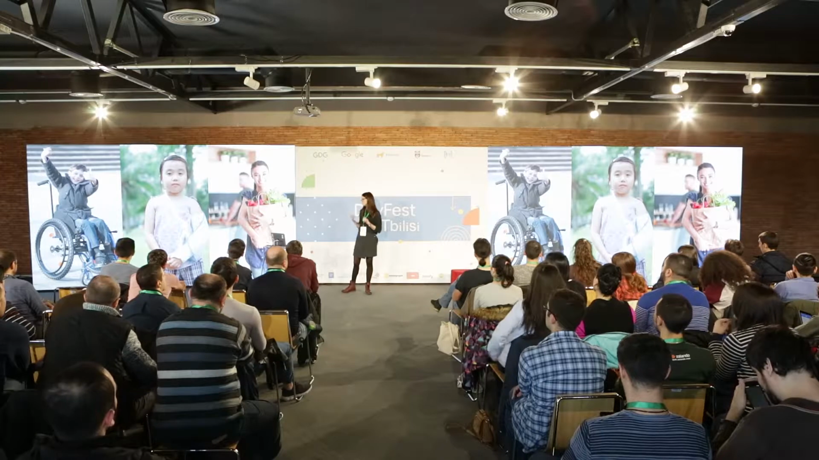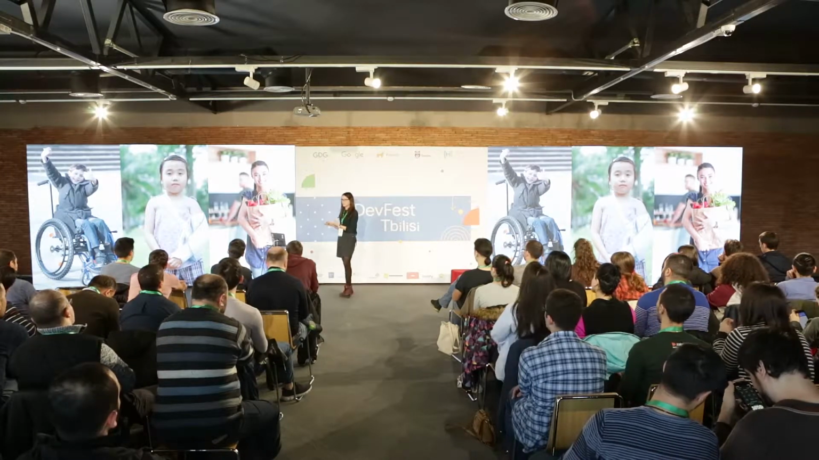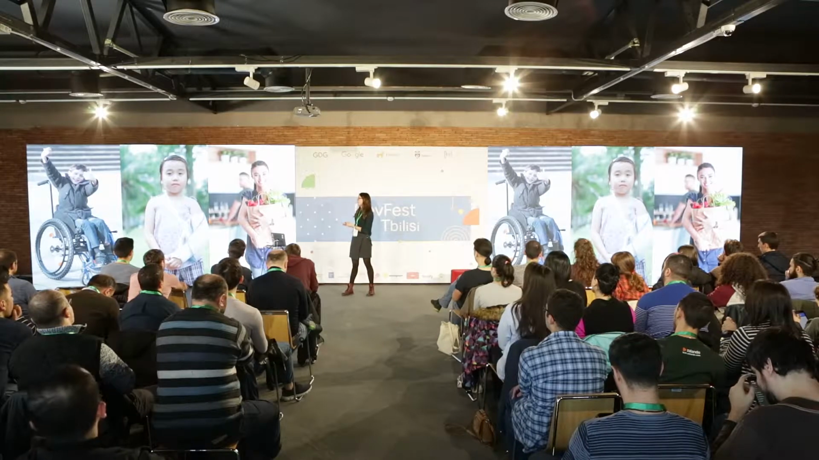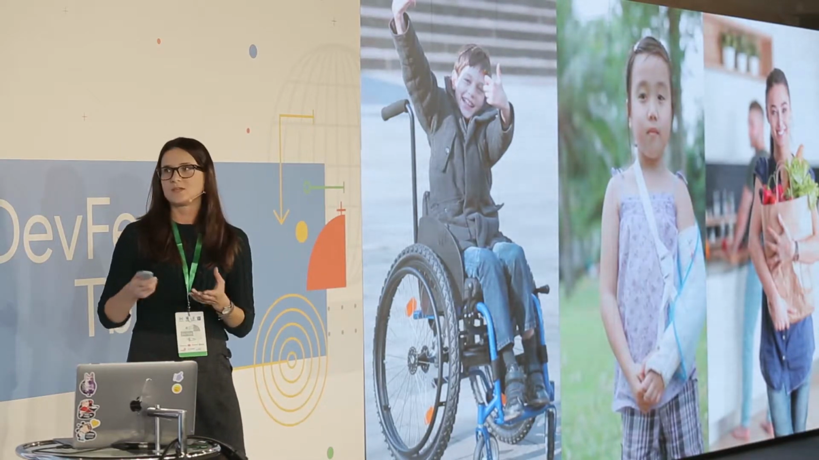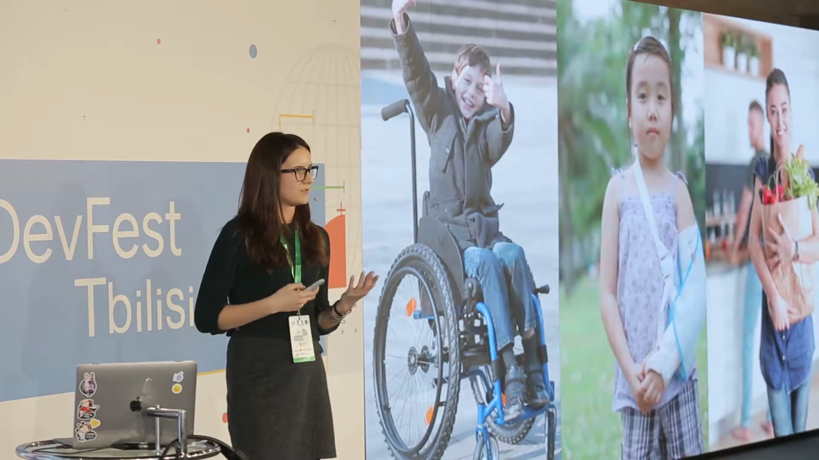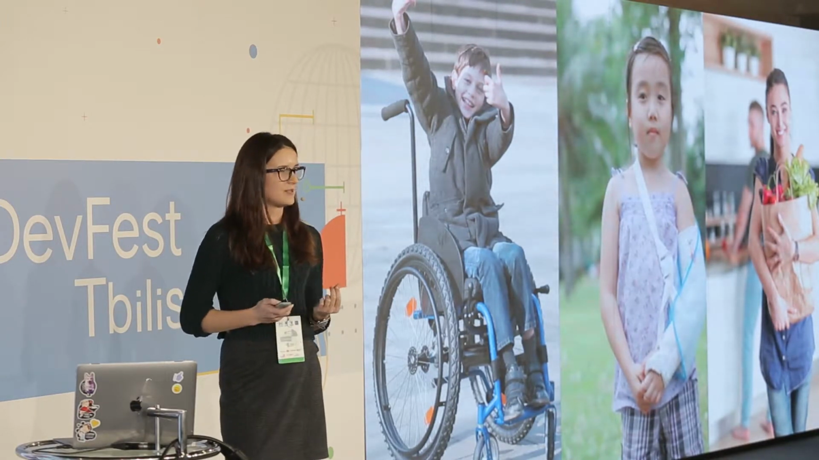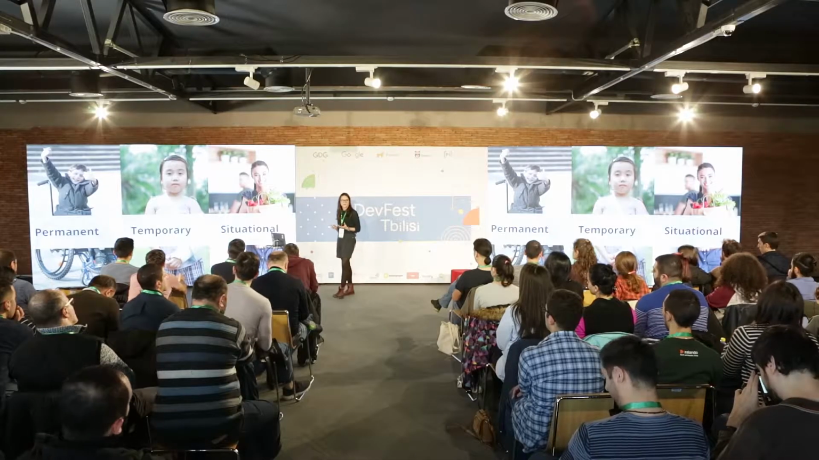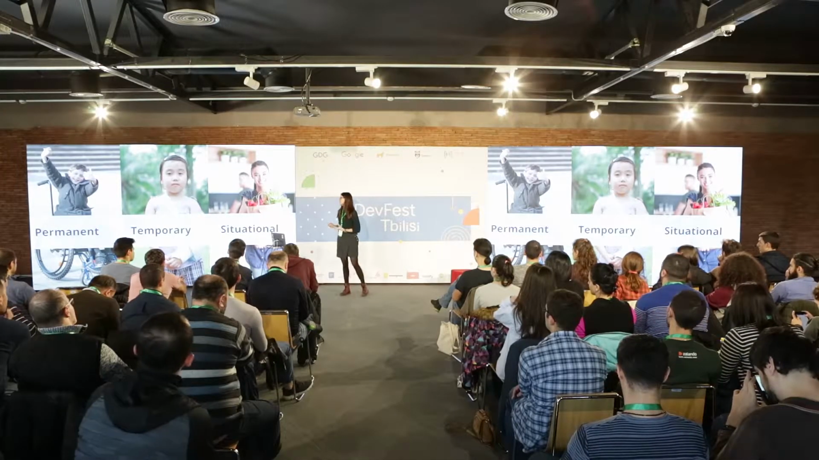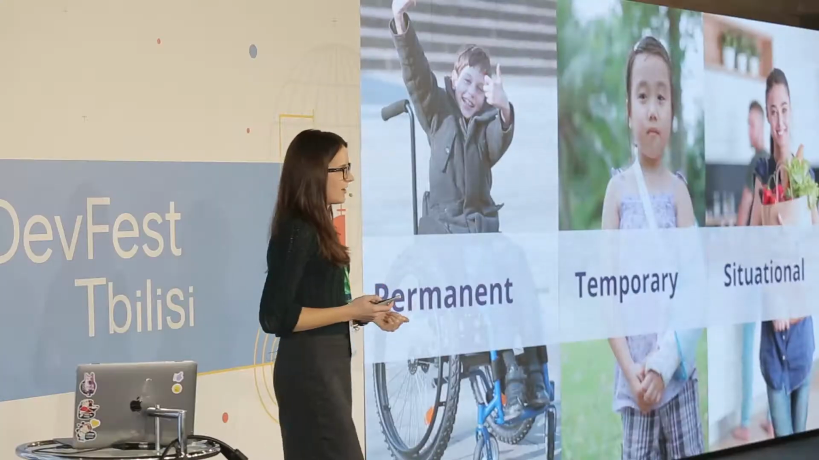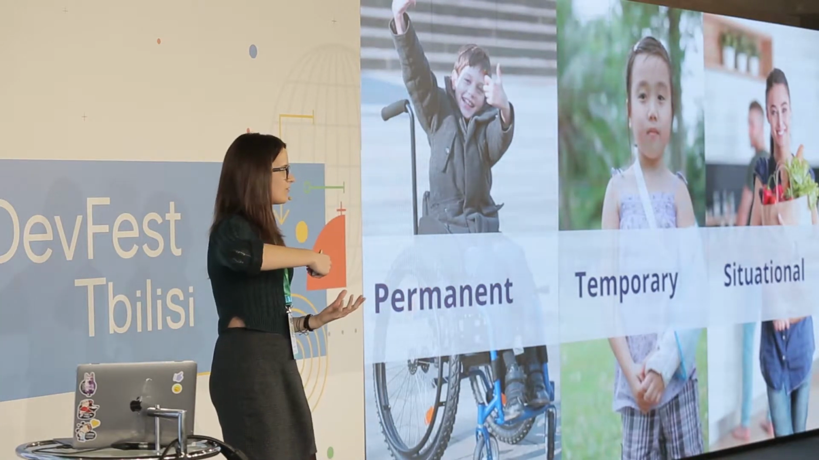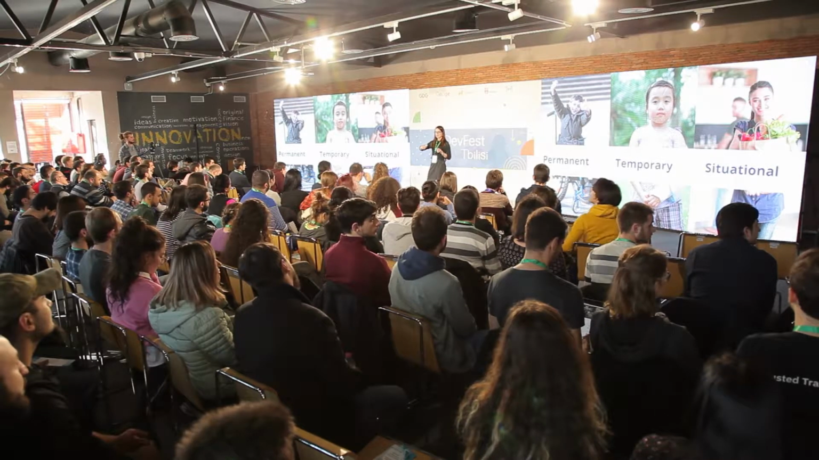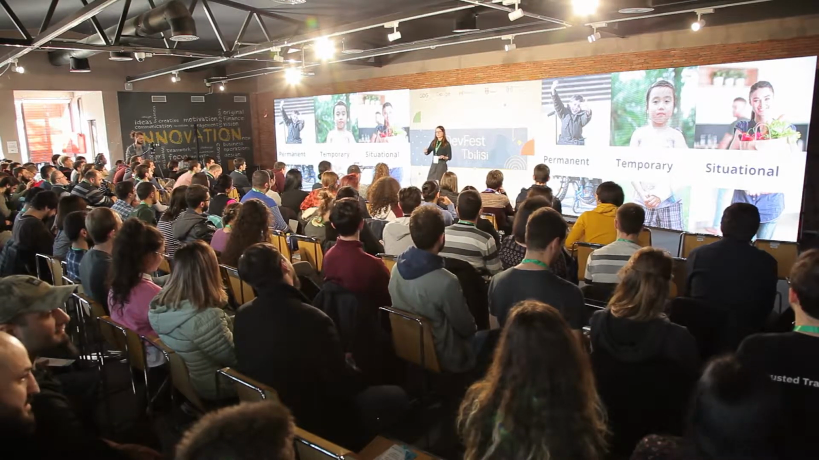I want you to consider these three people in this image: a boy in a wheelchair, a girl with a broken arm, and a woman with a big bag of groceries. I might ask you, which of these three people has some kind of motor disability? And actually the answer is all of them. All of them have some relation to motor disability, whether it's permanent, temporary, or situational. Have you had the situation when you were holding a big bag of groceries or something else, and you were trying to use your phone with one hand, and it was a bit uncomfortable, right?